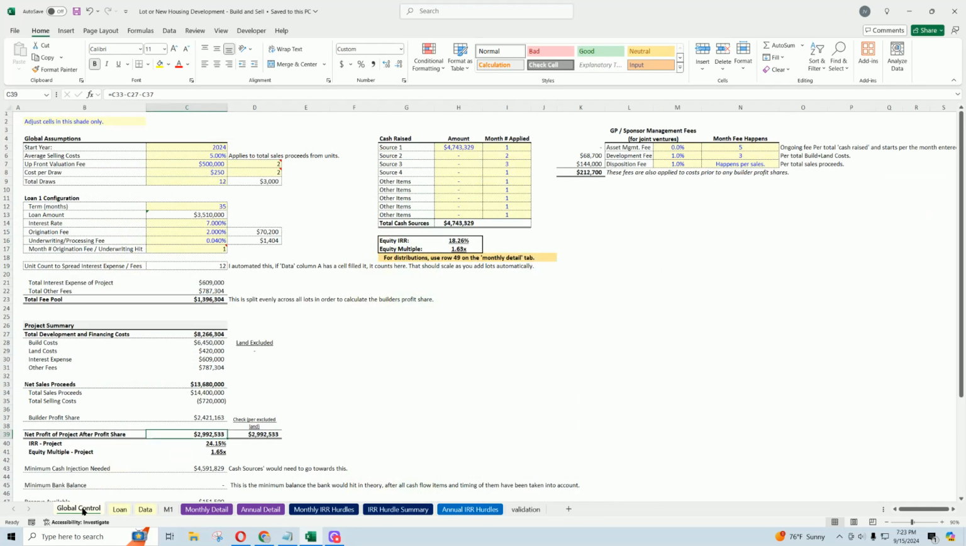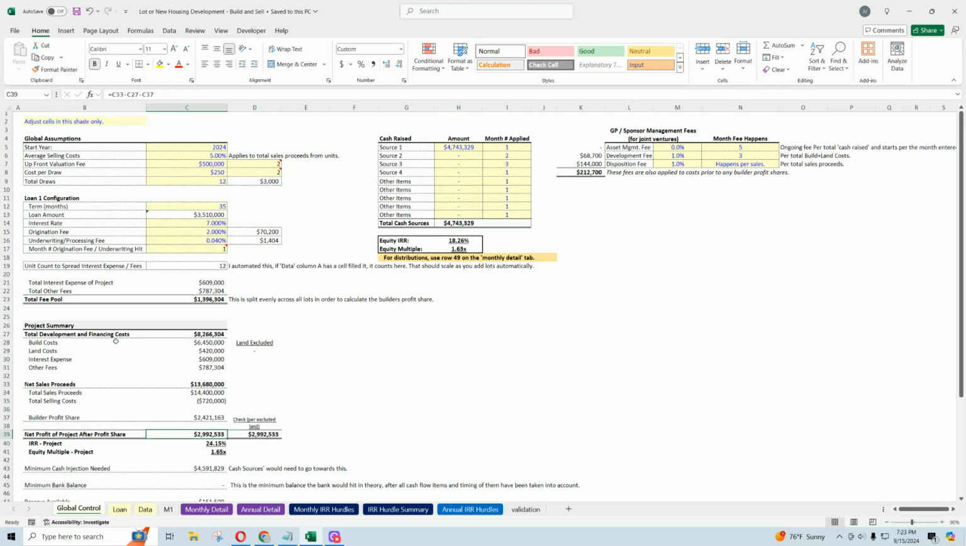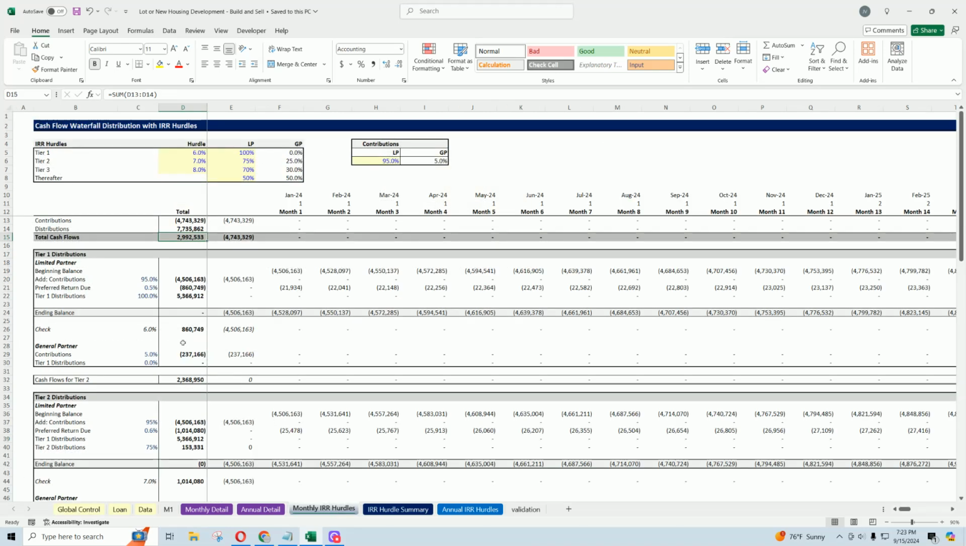Let's see what else. We want a loan, global control, the fees. So the monthly IRR hurdle. This is just an IRR hurdle schedule with 3 hurdles. LPGP setup. You can have some of the cash required coming from the LP versus the GP. In this case, we're saying, well, we need 4.7 million. The LP's coming up with 4.5. The GP's coming up with the rest, 237,000 in this case.